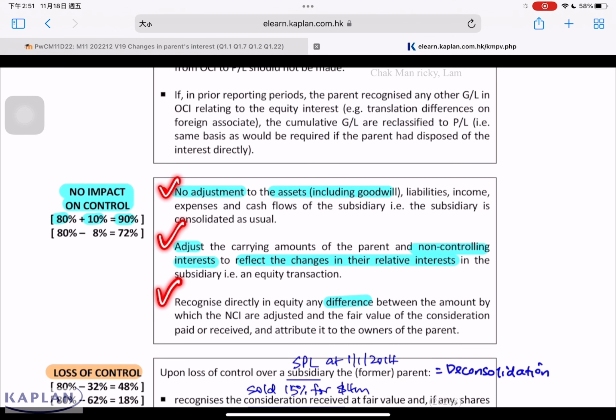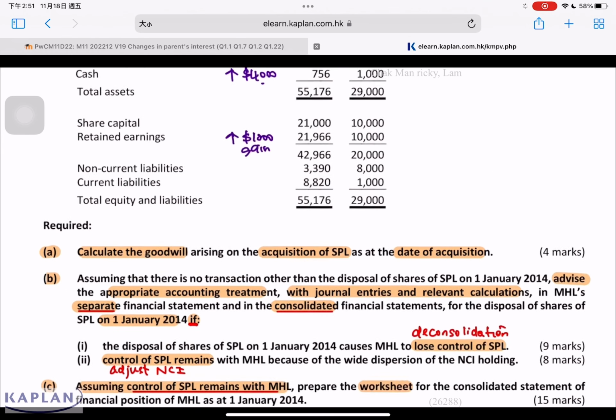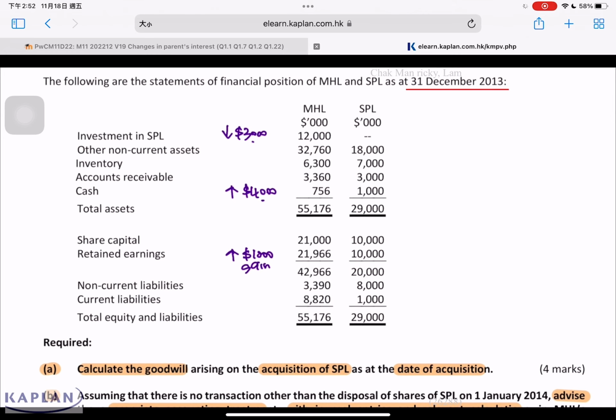Can I go back to the question now? We have answered part A and part B. Now look at part C. Part C is assuming that the control remains, to prepare the worksheet. This balance sheet is given to us at 31st December 2013, now in 1st Jan 2014. The first thing is that you must adjust this column. Then after that, we do the consolidation entry as usual.